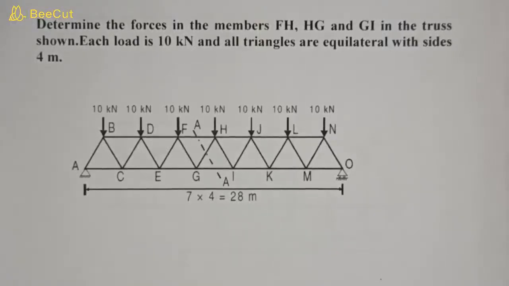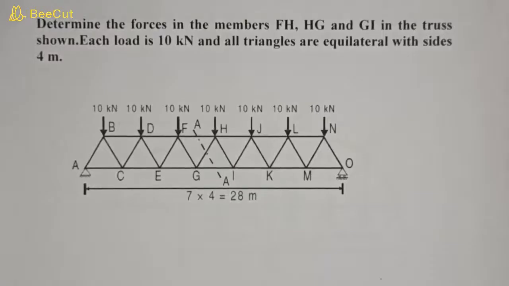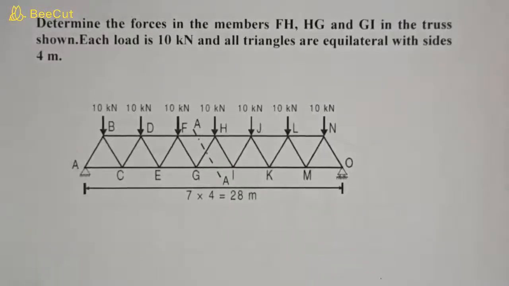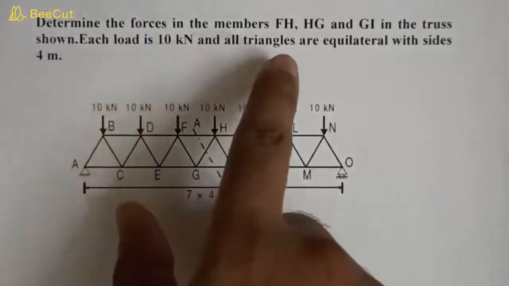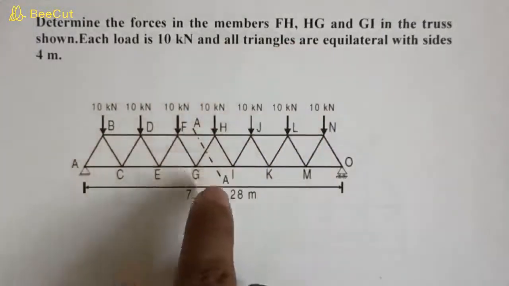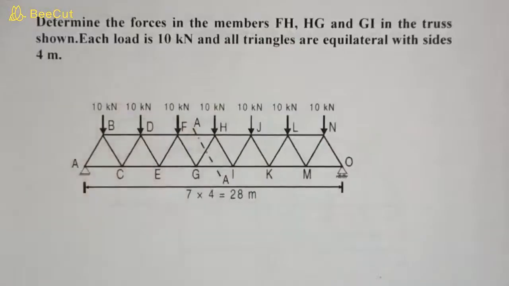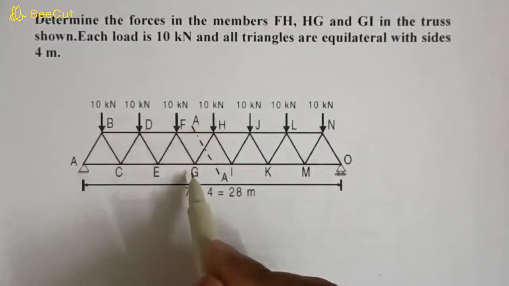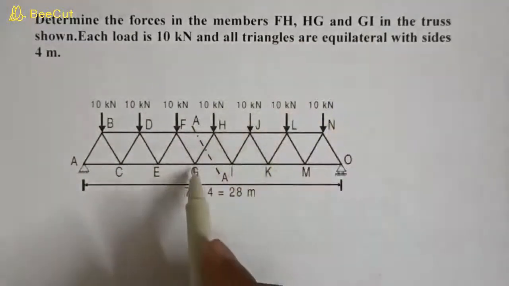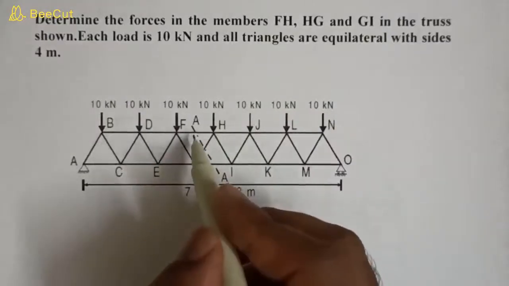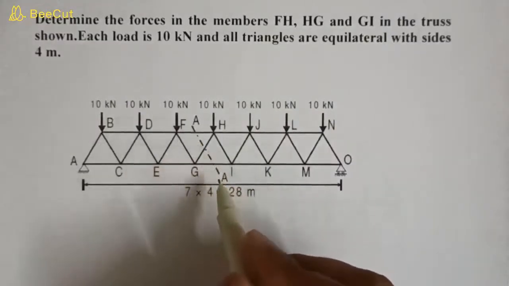So this is our next problem on the trusses. In this question we will apply the method of section. The question is: determine the forces in the members FH, HG. This is FH and this one is HG and then this one is GI. So we have to find forces in these members.